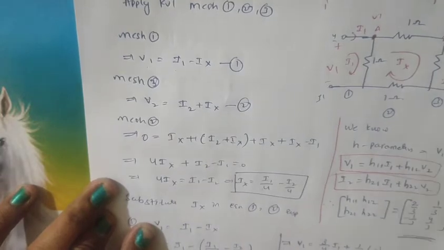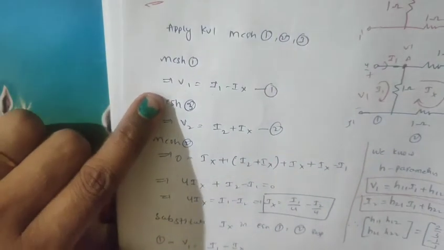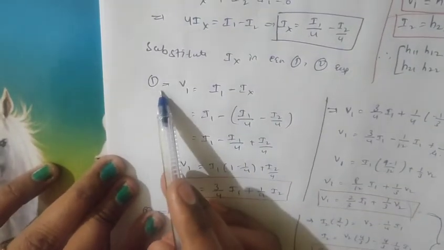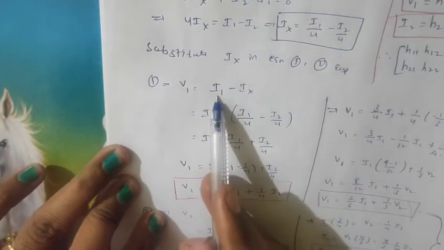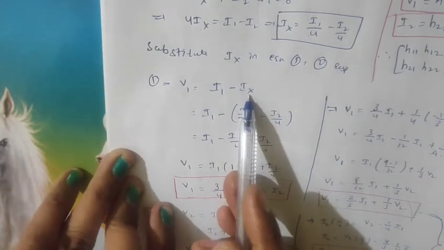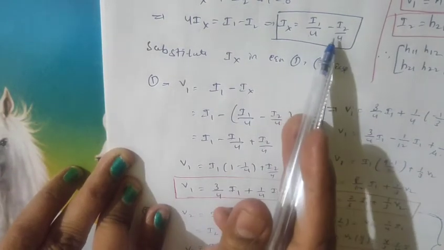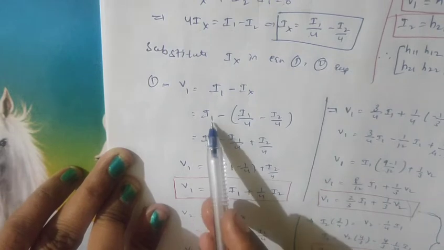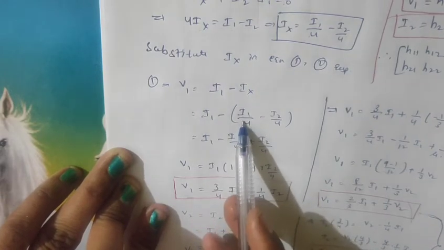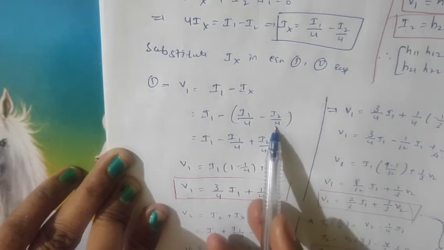Substitute the Ix value in equation 1. Equation 1 is V1 is equal to I1 minus Ix. Substitute here, so equation 1 becomes V1 is equal to I1 minus Ix. We know Ix is equal to 1 by 4 of I1 minus 1 by 4 of I2. Therefore, I1 minus 1 by 4 of I1 minus 1 by 4 of I2.